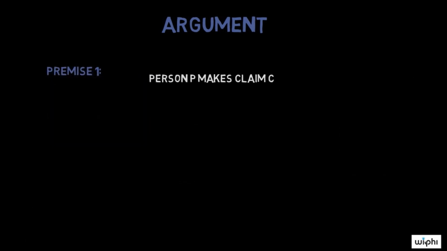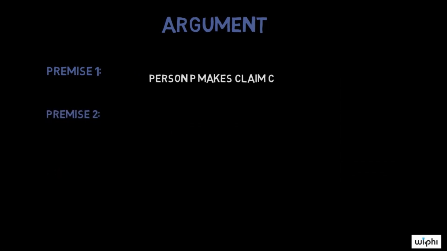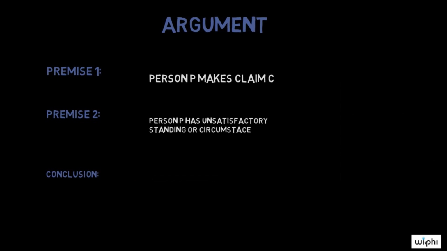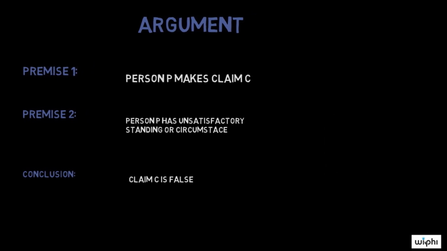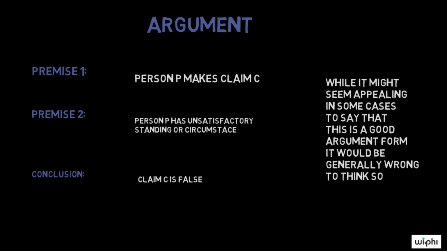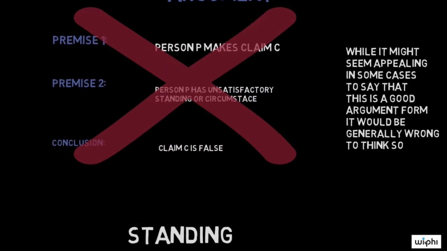Premise 1. Person P makes claim C. Cats rule, dogs drool. Premise 2. Person P has unsatisfactory standing or circumstance. Vlad is a total jerk. Conclusion. Therefore, claim C is false. It's false that cats are better domestic pets. While it might seem appealing in some cases to say that this is a good argument form, it would be generally wrong to think so.